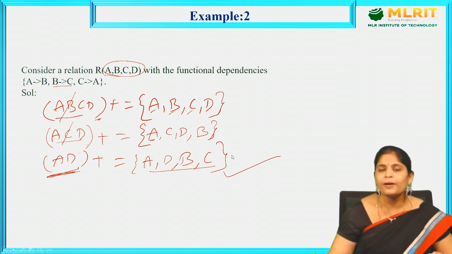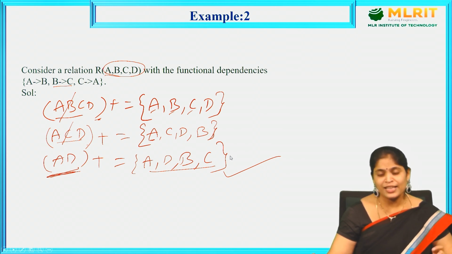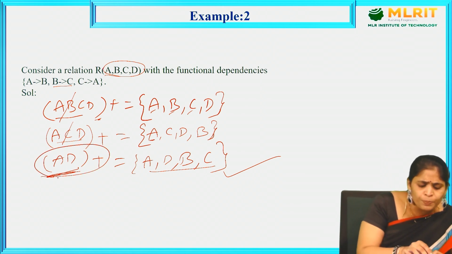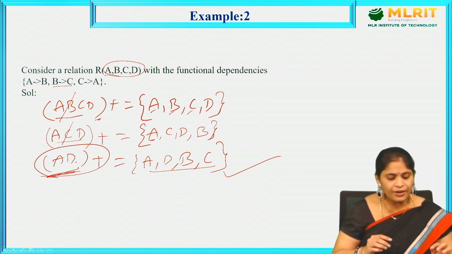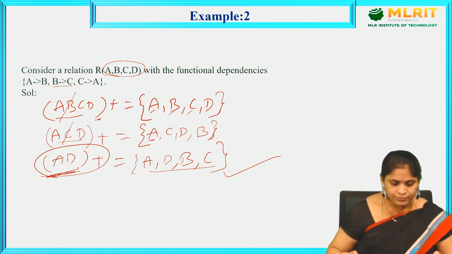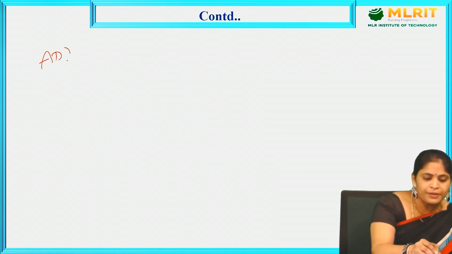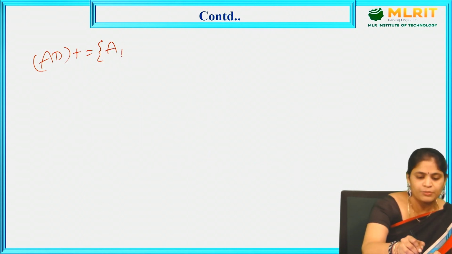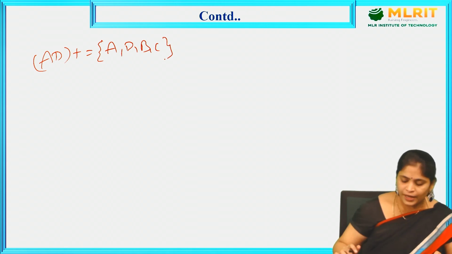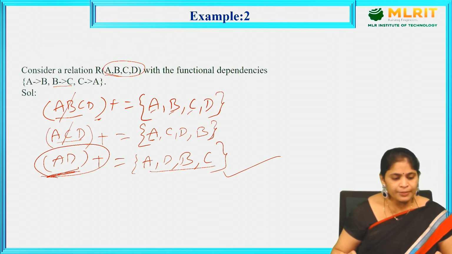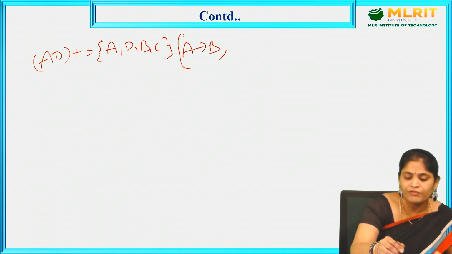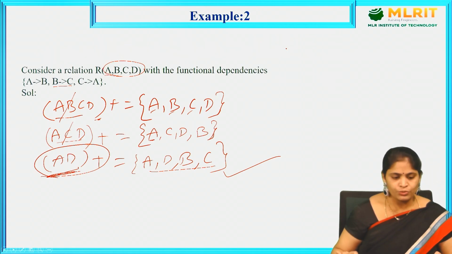Now, what is our job? Our job is to find out the candidate keys. So, what are the candidate keys here? The proper subsets of the super key. We have obtained AD plus. In this, we have the attributes A, D, B, C. And what are the functional dependencies here? A tends to B, B tends to C, C tends to A. This is for reference I am writing.